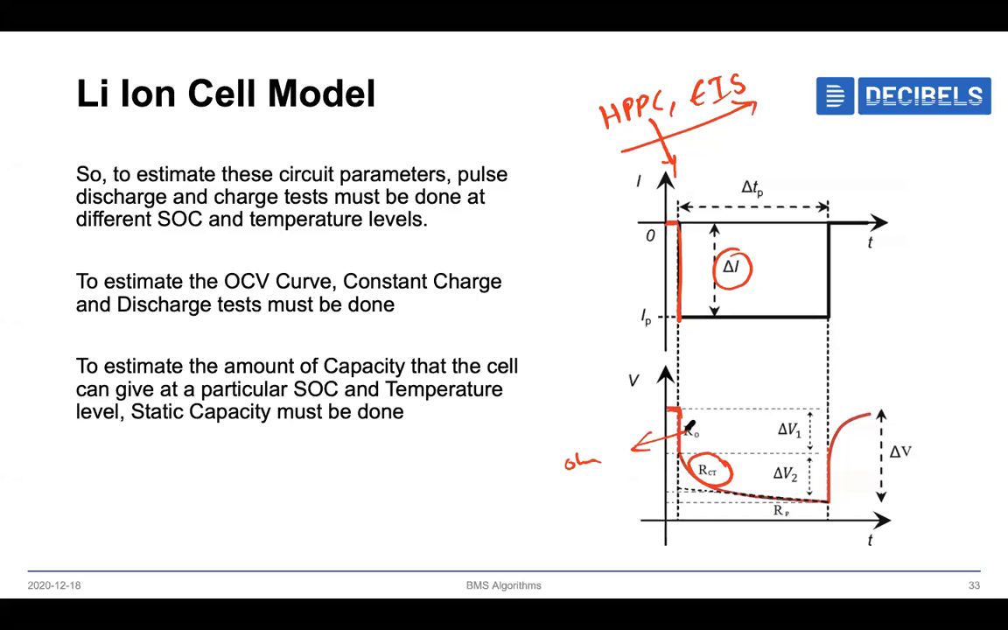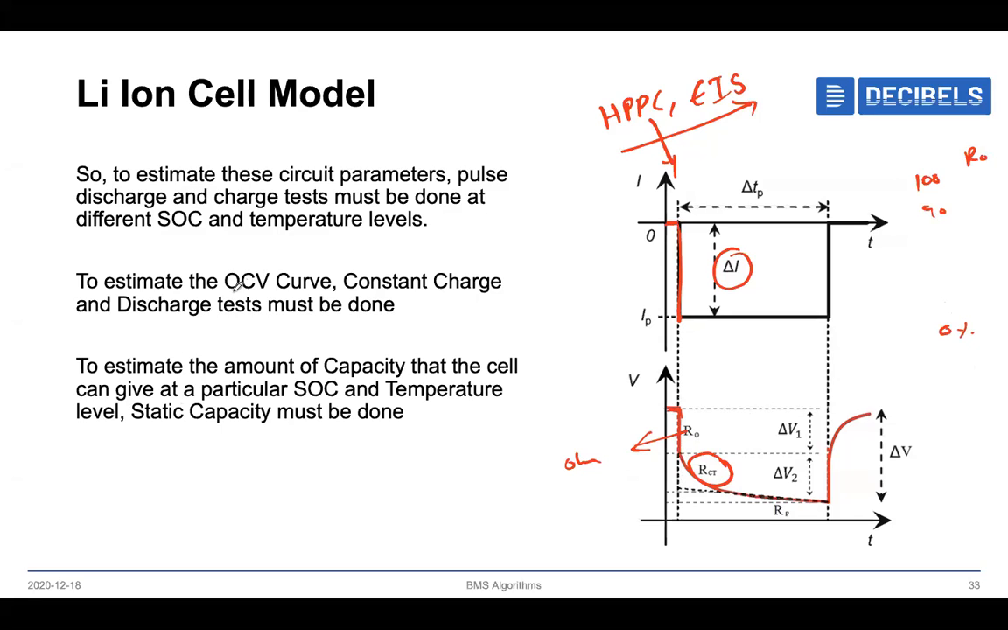So we'll be estimating for each SOC level. We'll do this test at 100% SOC, 90, with a step of 10 down to 0%. And we'll try to calculate R0, R1, C1 values. Okay, and we'll try to form the equations.